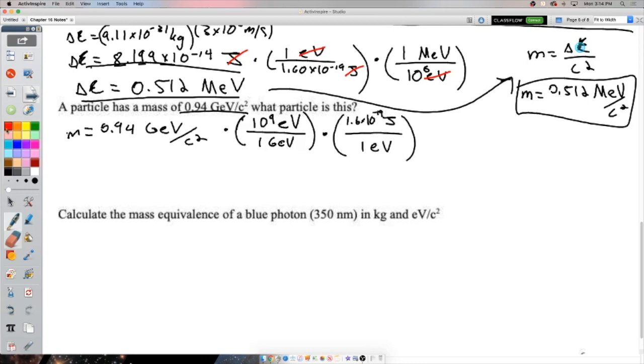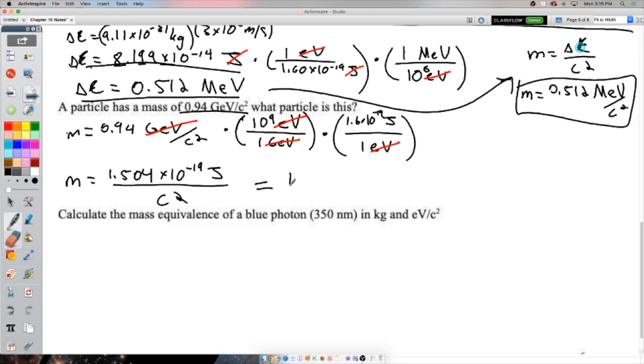And that should work. Let's check by canceling out. Giga electron volts with giga electron volts, and then electron volts with electron volts, and very good, we're left with joules. As long as we didn't mess up any of those conversion factors, we should be getting now a mass in joules per c squared. Notice how now this is just m equals e over c squared, right? We're just manipulating e equals mc squared to get m, which is what we wanted in kilograms.